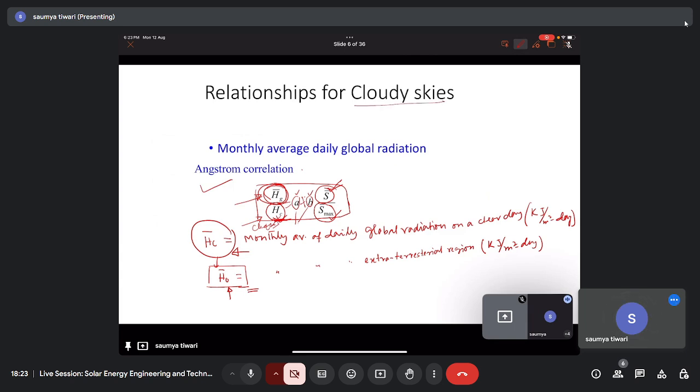So this Angstrom relation is basically used to calculate the monthly average daily global radiation for a cloudy sky. The relation is given as shown. It is hg bar upon hc bar, which is equal to h naught bar, equal to a plus b into s bar upon s max bar. Now what is this s? S is your sunshine hour, right? And s max bar will be your total day length. So we are talking about the maximum sunshine hour in a particular day, so it's basically your day length. I hope these notations are clear.